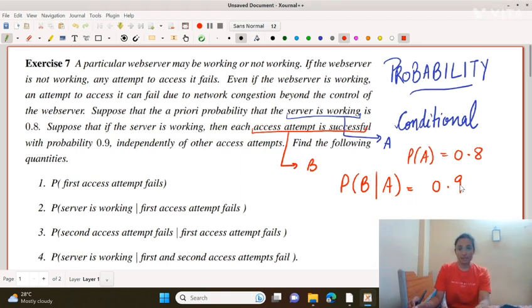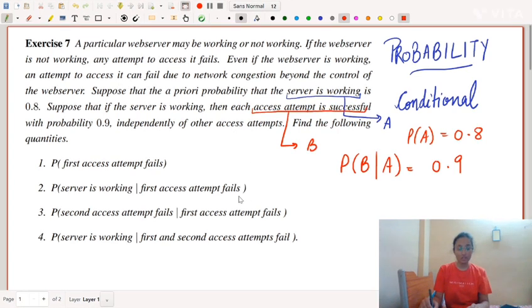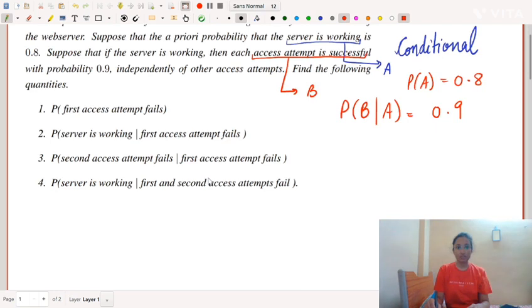Independently of other access attempts. Now find the following quantities. Probability that the first access attempt fails. We have to find when the first access attempt can fail: first, when the server is not working, and second, when the server is working but our attempt has failed. So how will it be done? First, what we have been given is these two.